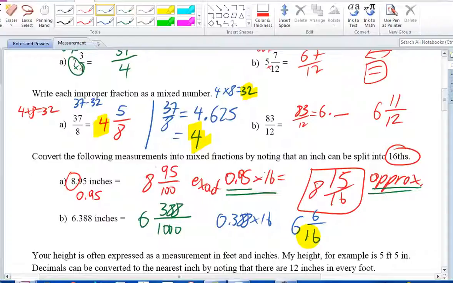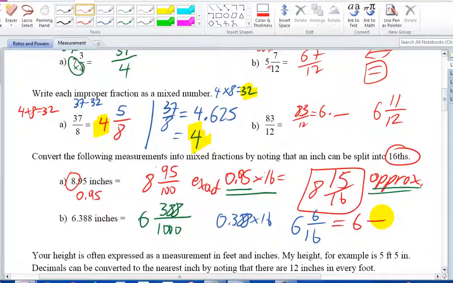Is that how I should leave it, or is there something else I need to do? You're right, I need to reduce it. So the 6 does not get reduced. But then what about the 6 and the 16? Divide by 2 will work.